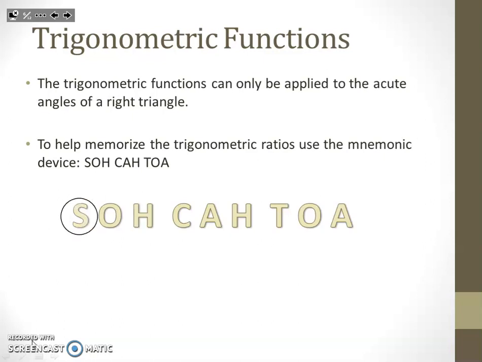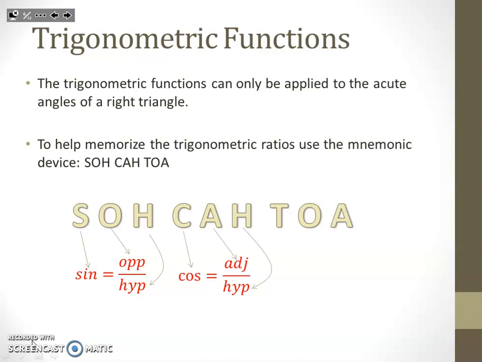So the first part of this, SOH, represents our sine as opposite over hypotenuse. So how does that work? Well, sine equals opposite over hypotenuse. Then you have your CAH. CAH helps you remember your cosine. Cosine equals adjacent over hypotenuse. Lastly, you have your TOA, your tangent. Tangent equals opposite over adjacent.